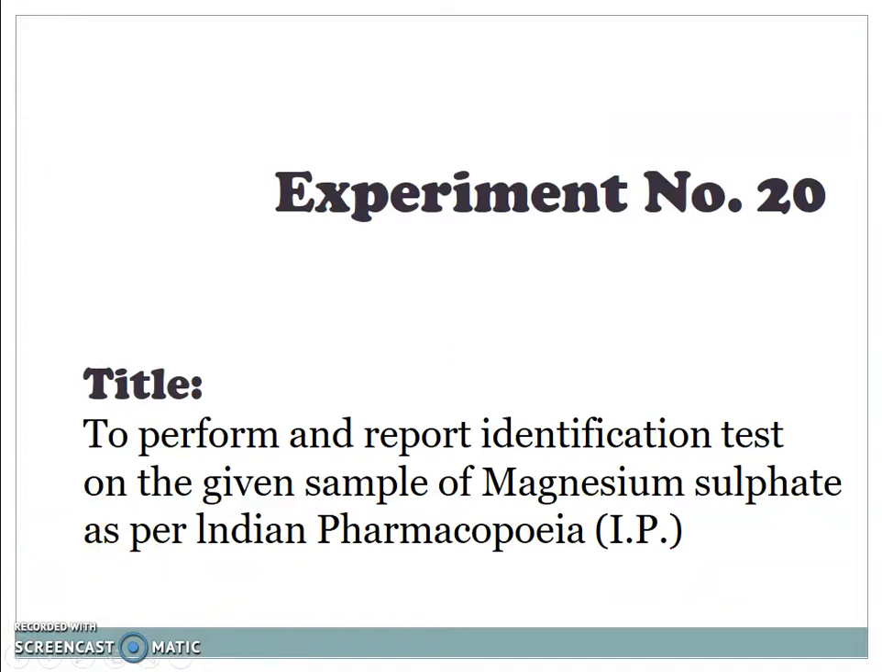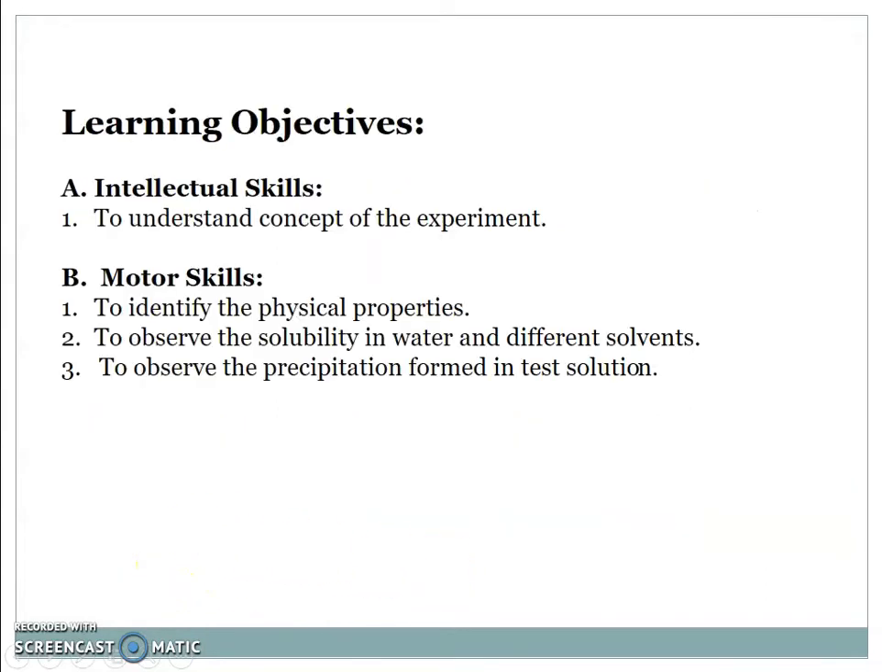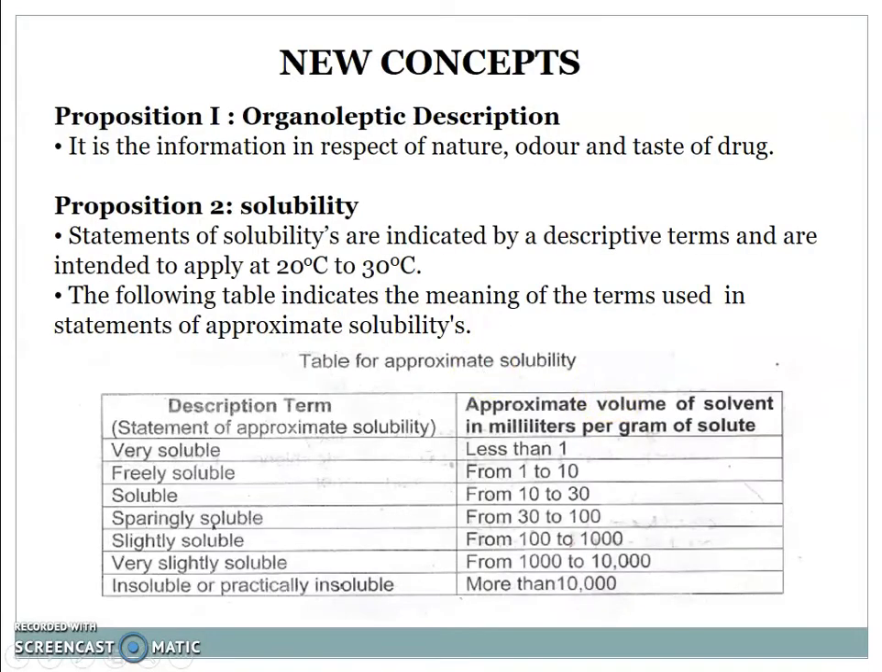Now we move towards experiment number 20. Title of the experiment: to perform and report identification test on given sample of magnesium sulfate as per Indian Pharmacopoeia. First of all, we see learning objective. After watching this video, student will be able to learn intellectual skill to understand the concept of experiment and motor skill to identify the physical property, to observe the solubility in water and different solvent, and to observe the precipitation form in the test solution.